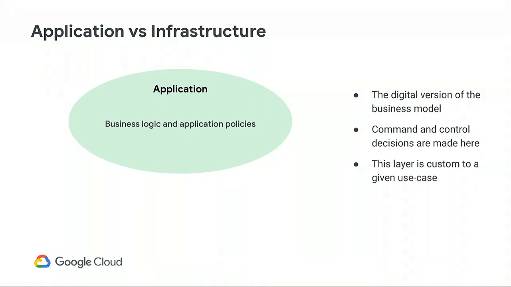The application layer, this is where most of the business logic is implemented. This is where the command and control decisions are made. And this is the layer responsible for transmitting these decisions to the infrastructure layer. We can look at this layer as the digital version of the business model of a given use case. And this layer is usually thicker in case of the B2B2B and B2B2C use cases.